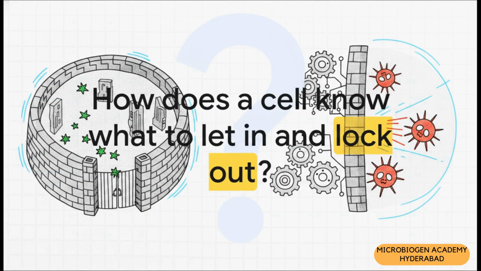So I want you to imagine a cell not just as some tiny microscopic bubble, but as a highly secure, bustling metropolis. Now think about this for a second. How does a microscopic cell know exactly what to let in and what to lock out? Like, how does it allow essential nutrients to flow freely while simultaneously blocking lethal toxins? It doesn't have a brain, right? Yet it makes these life or death decisions every single second. Well, the answer lies entirely in the incredible architecture of the plasma membrane.